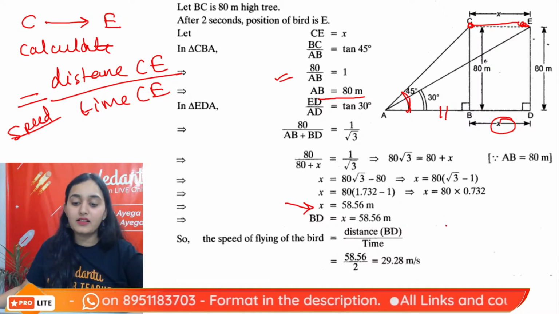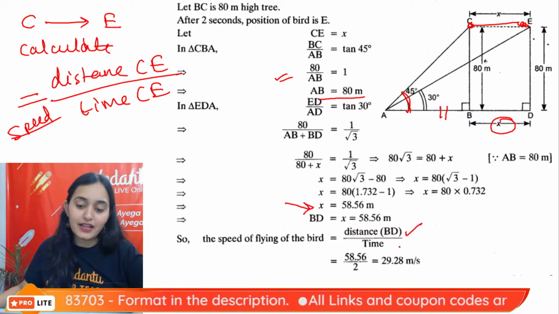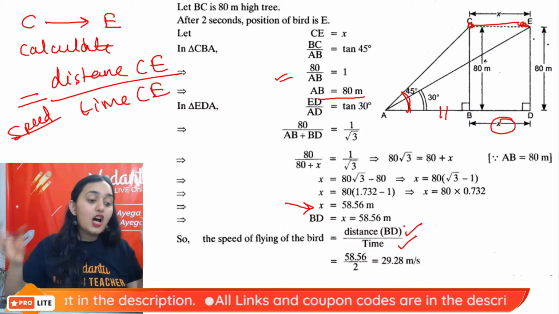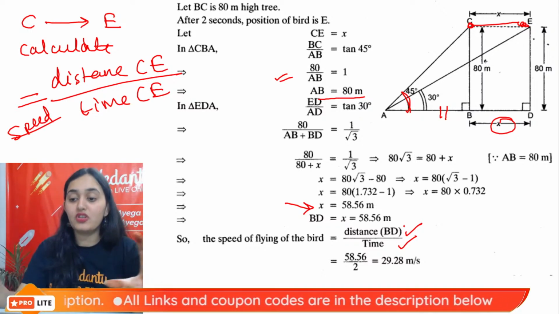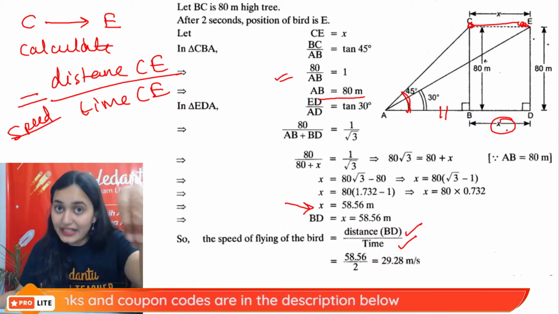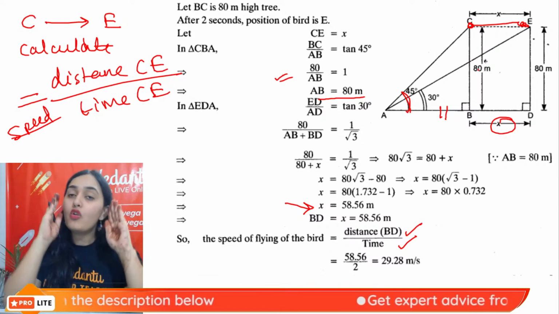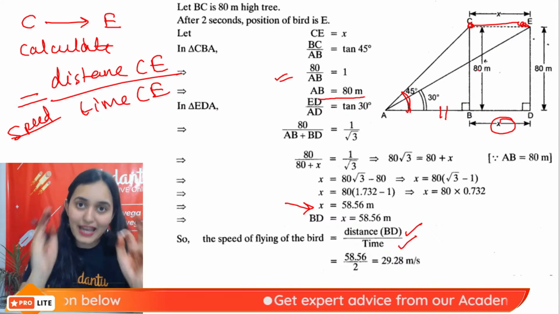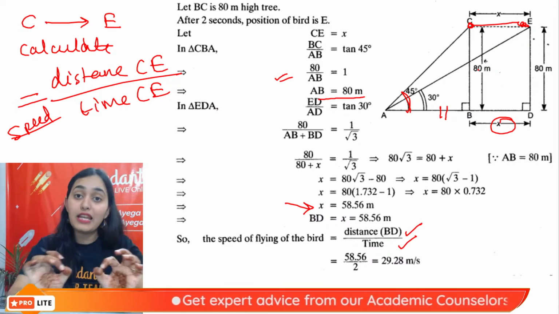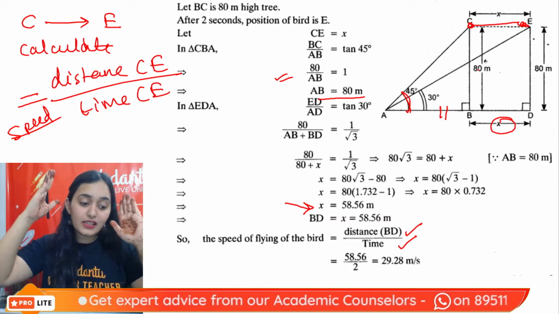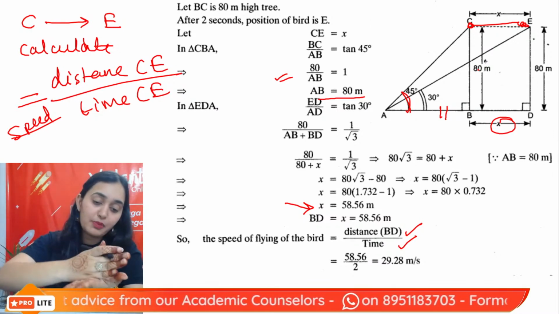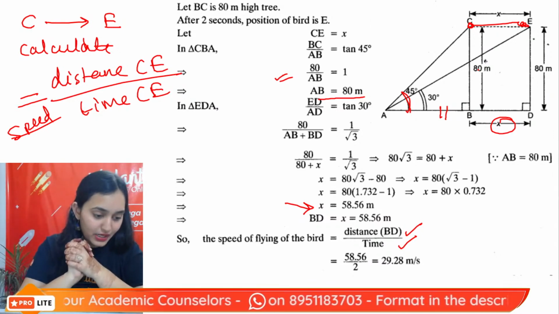Once you have got the X, it will be distance BD divided by time. That's all. You just have to focus in the question on which speed they are asking, from what time to what time they are asking the speed. Only for that much time you calculate distance. Don't calculate the entire distance. Just calculate the distance from which point to which point they are asking the question.